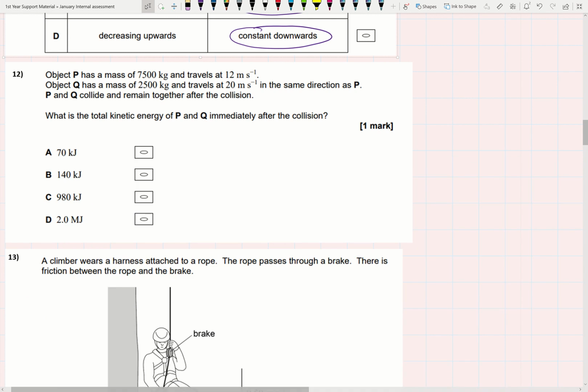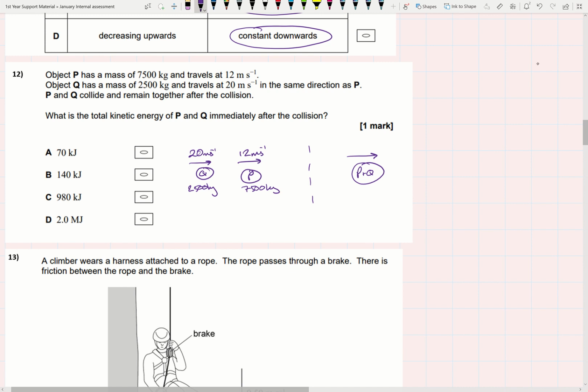So question 12. Object P has a mass of 7. Let's have a P. Oh, we've got a P and a Q again. And they're going in the same direction. Which one's going faster? Let's have Q over here. So that one's going 20 meters per second. They're going in the same direction. That's 12 meters per second. And then we've got 2,500 kilos and 7,500 kilos. And then they collide, so that's my before, and then my after, that's P plus Q. We're definitely going in the same direction.